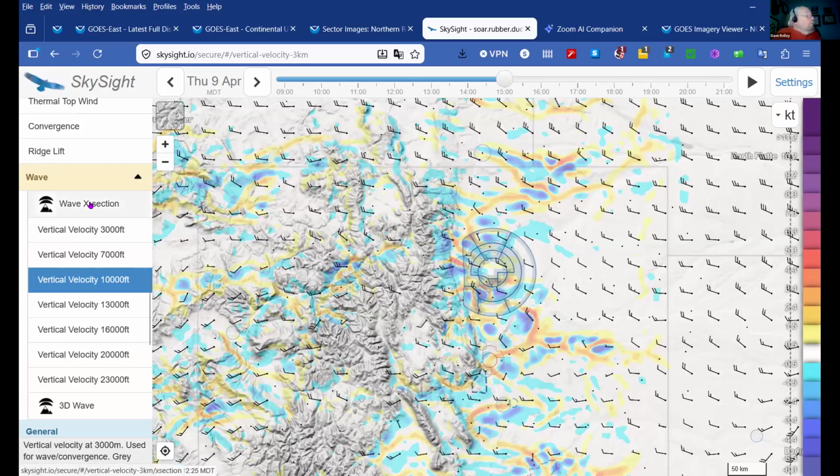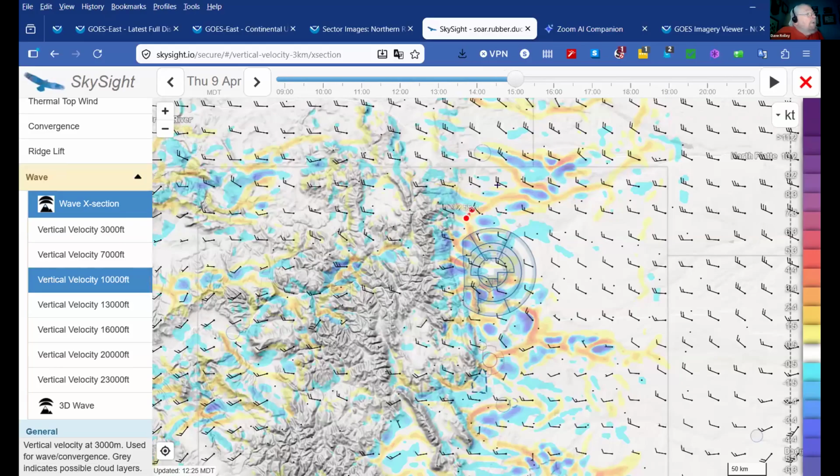One of the tools that they have is the ability to let you examine the predicted conditions, if you wanted to make a flight across a wave system or within a wave system, you can select the wave cross section. Let's come up here and pick a spot and draw a line down through. I'm going to carry it over here, let's carry it up here to this little section.